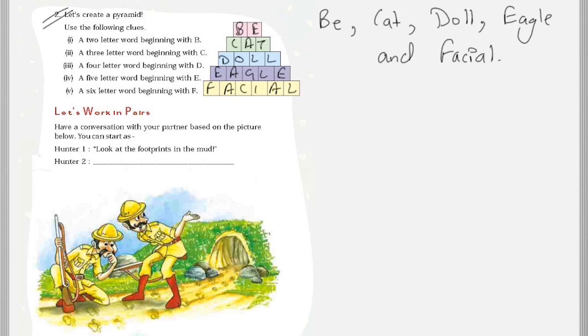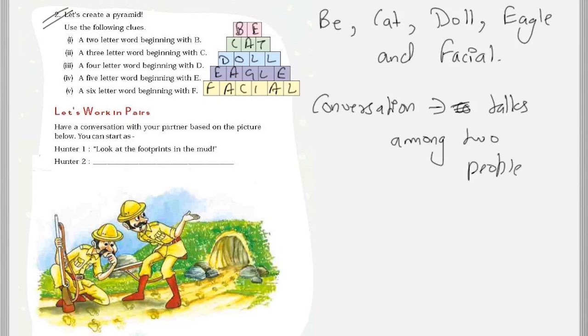The next is, have a conversation with your partner based on the picture below, and you can start it as, look at the footprints in the mud. So basically now you need to have a conversation. Now what is a conversation? Conversation is basically when two people talk, and when we write down what they are speaking, it is known as conversation. Okay, so talks among two people. Now we need to write a conversation with our partner according to the picture.